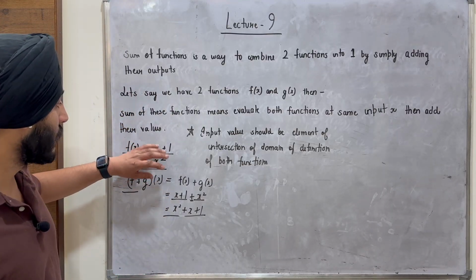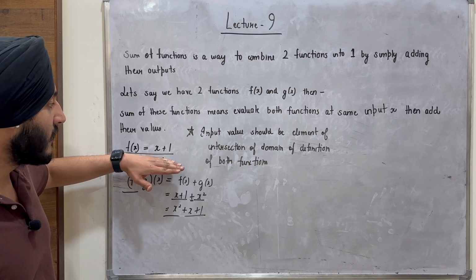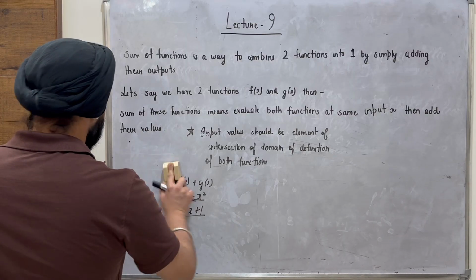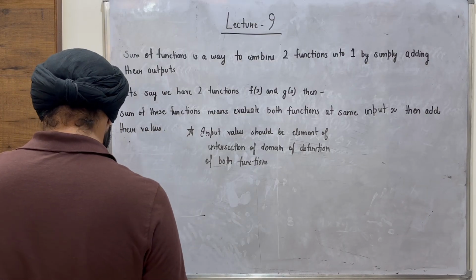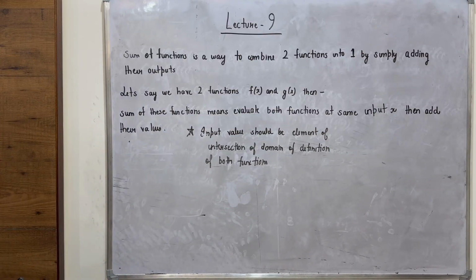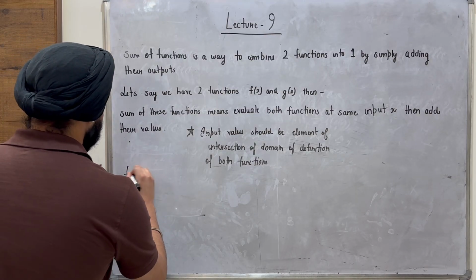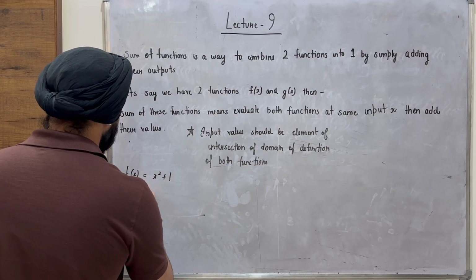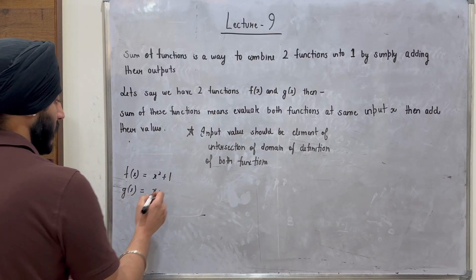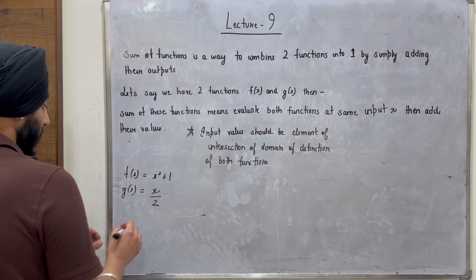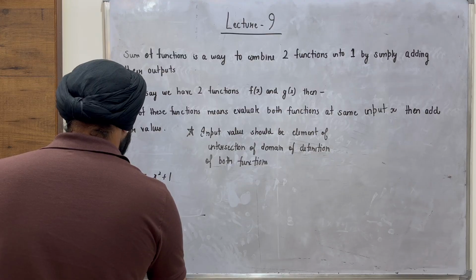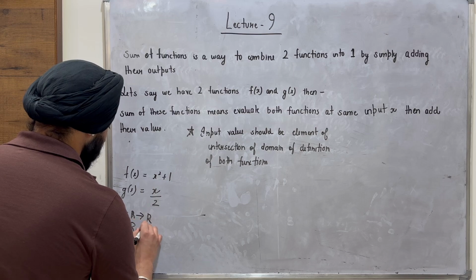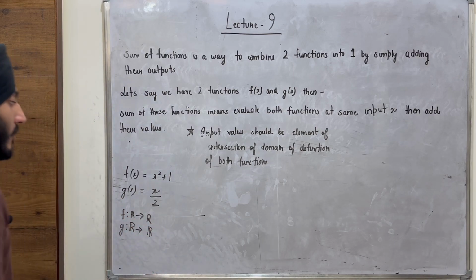Think about this function over here, f of x. Let's say I have this function f of x, which is equal to x squared plus 1, and g of x, which is equal to x divided by 2. Now, both of them, f and g, go from the set of all real numbers to the set of all real numbers. So basically, their domain and codomain is all real numbers.